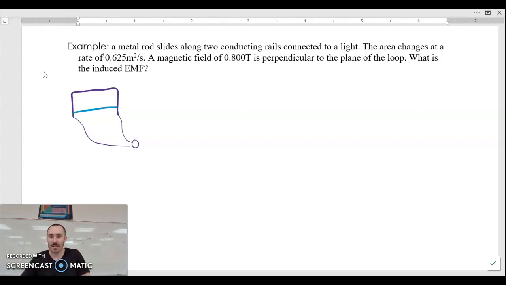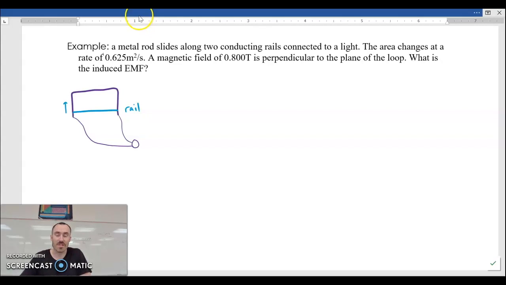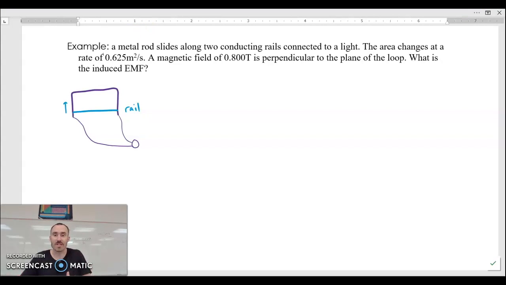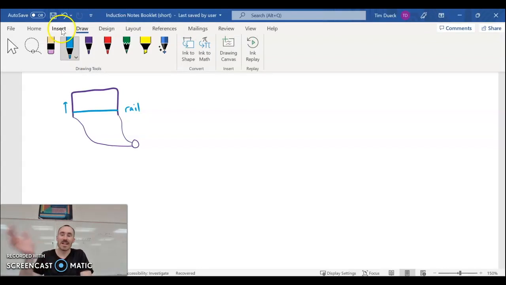Let me try that again. Let's try to make a straight rail. That'll do. So here's our rail, and we are moving the rail, let's say this way. It says it's changing at a rate of 0.625 square meters per second. We don't know if it's increasing or decreasing by that much. I mean, you can assume that it means increasing, I suppose, because otherwise it might say negative 0.625 square meters per second. But for the sake of the diagram I just drew, we're going to say it's decreasing. But again, it doesn't actually matter.